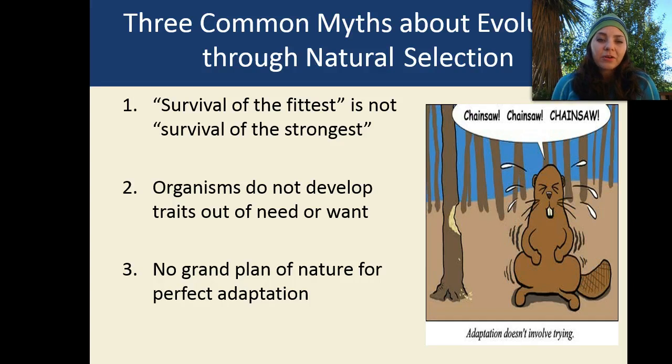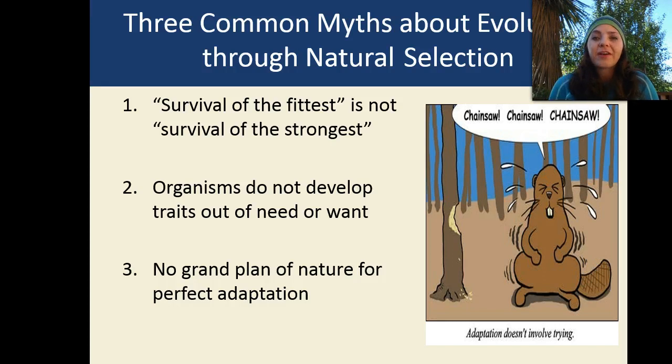Second myth is that organisms do not develop traits out of need or want. So unfortunately, no matter how much this little beaver sits here and wishes that he could have chainsaws as teeth, it's not going to happen. Same thing when I was talking earlier about me developing webbed hands because I love swimming. No matter how many times I jump into a pool or a lake and swim around and wish that I had webbed hands, it's just not going to happen.